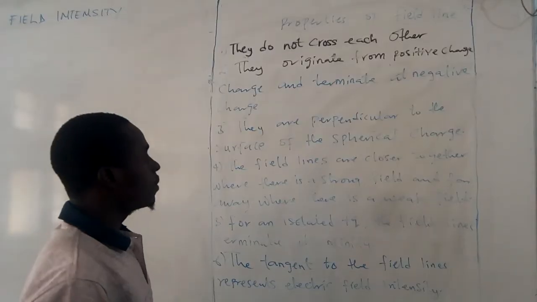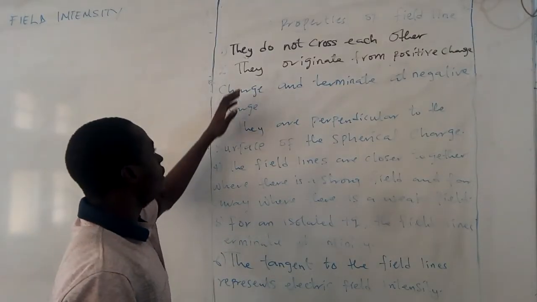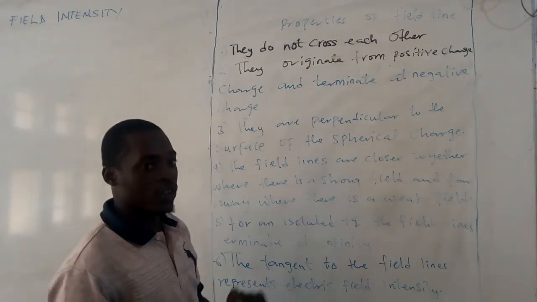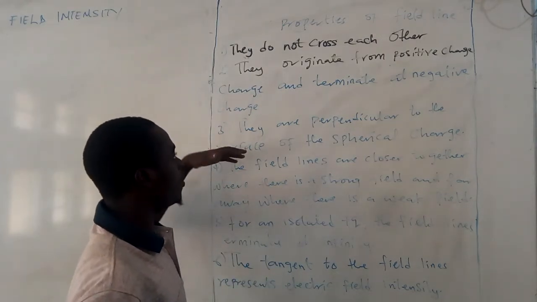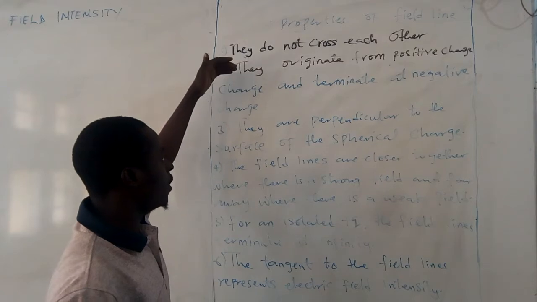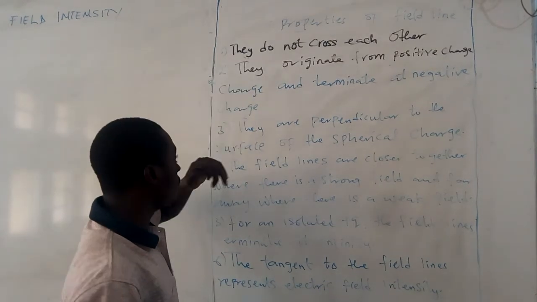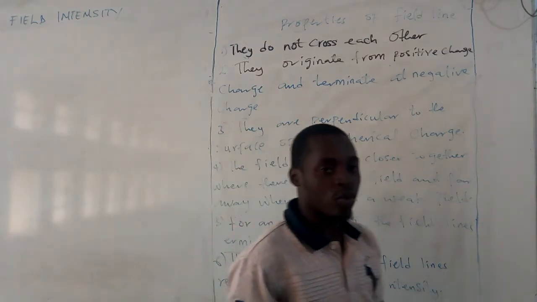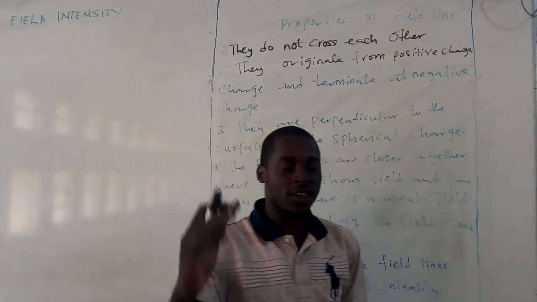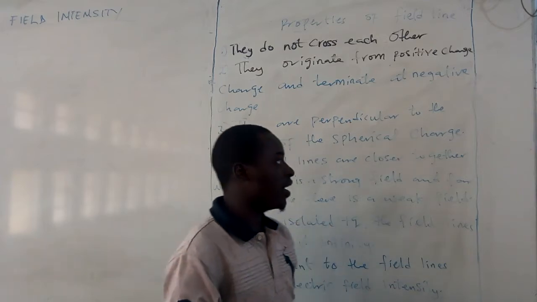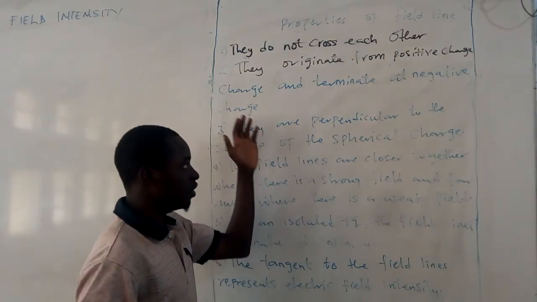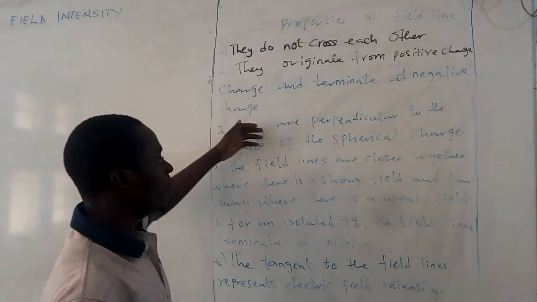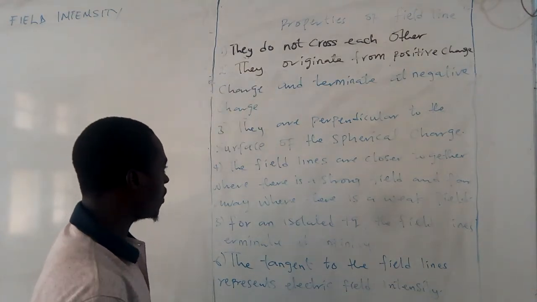The first property of field lines is that they do not cross each other, so they are always parallel to each other. Then, they originate from the positive charge and terminate at the negative charge. I'm going to draw a diagram to explain this. They are perpendicular to the surface of the spherical charge.